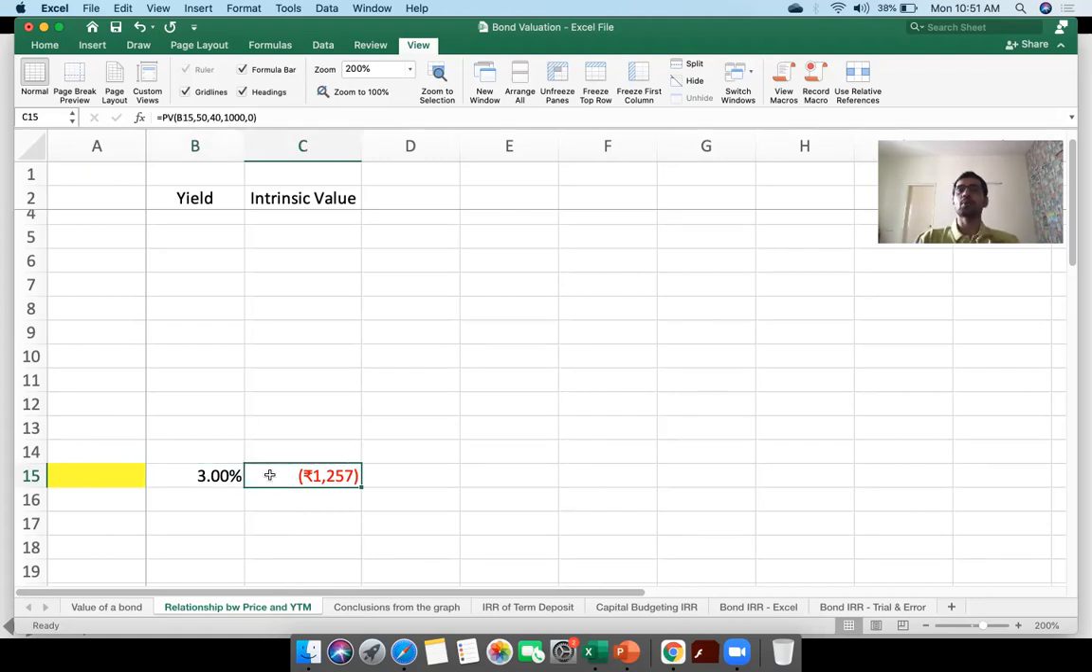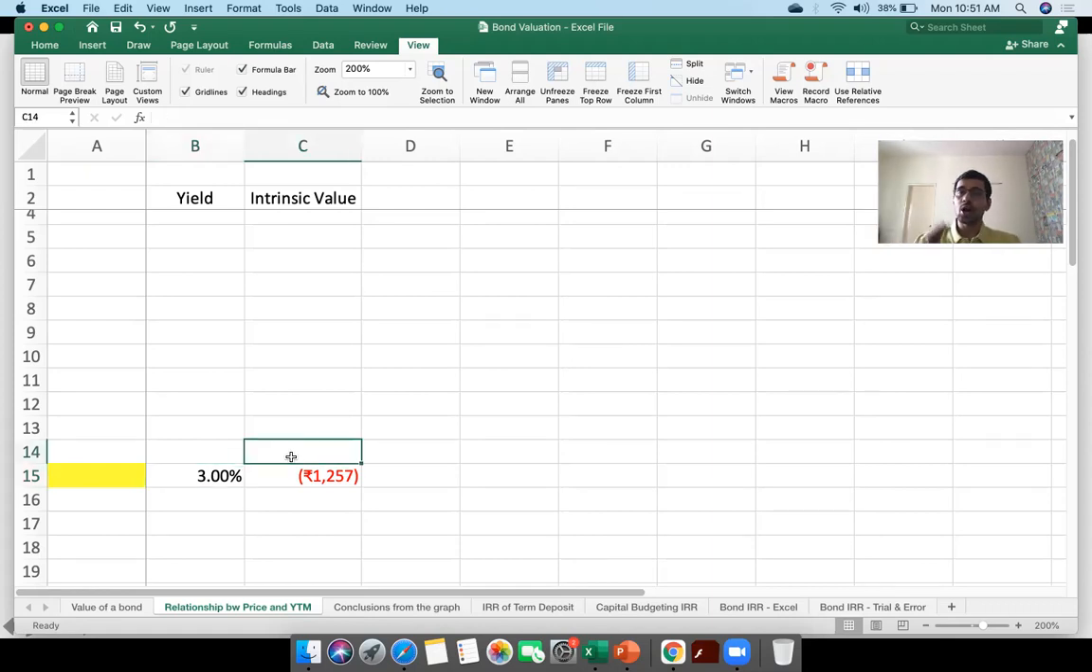I am supposed to pay 1,257. Okay, this is the maximum price I'm supposed to pay if I want to earn a return of 3%. Now to understand the relationship between price and yield, what I'm actually going to do is first decrease this yield by 0.25% and calculate the effect that it has on price.